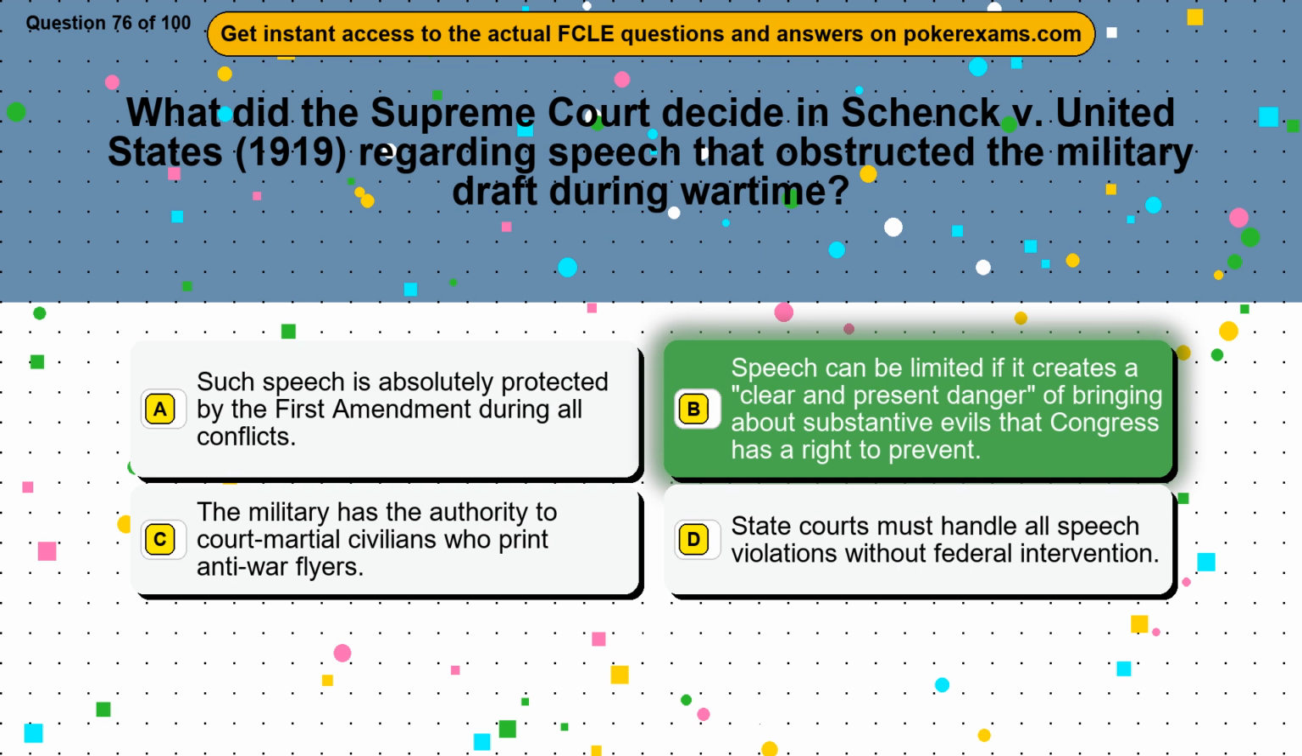Speech can be limited if it creates a clear and present danger of bringing about substantive evils that Congress has a right to prevent.